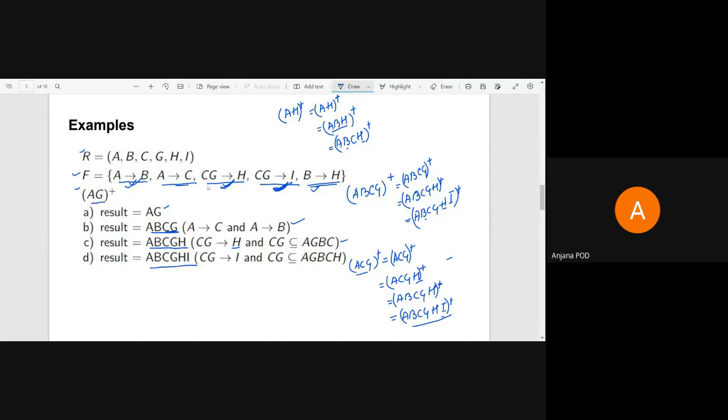However, to get I, we need CG, right? Here we don't have G, so we can't get I. Instead of CG, it would have been CH in the F set. Then it would be correct to say that if CH determines I, then we could get ABCHI. Okay, so is closure set understood by everybody?